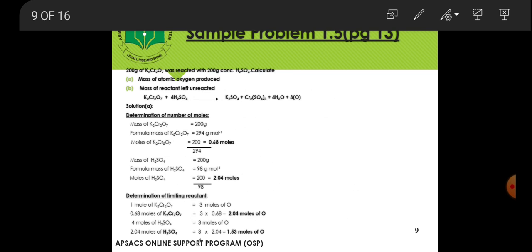Students, let's solve sample problem number 1.5. 200 grams of potassium dichromate was reacted with 200 grams of concentrated sulfuric acid. We have 200 grams of potassium dichromate and 200 grams of sulfuric acid. So what you have to calculate? You have to calculate the mass of oxygen produced and mass of the reactant left unreacted, means mass of the reactant present in excess.